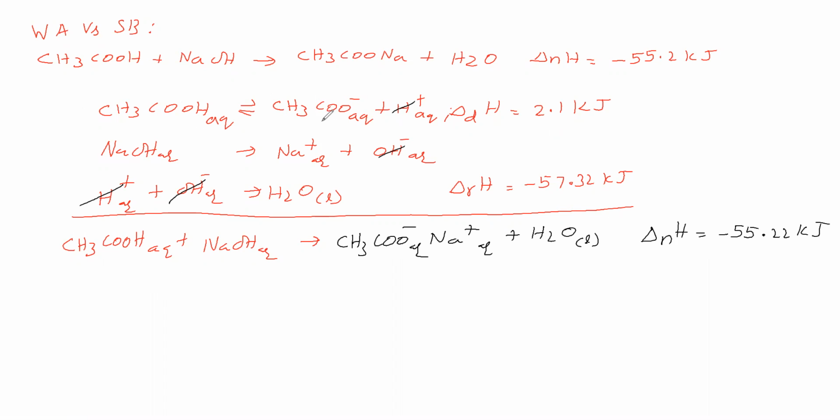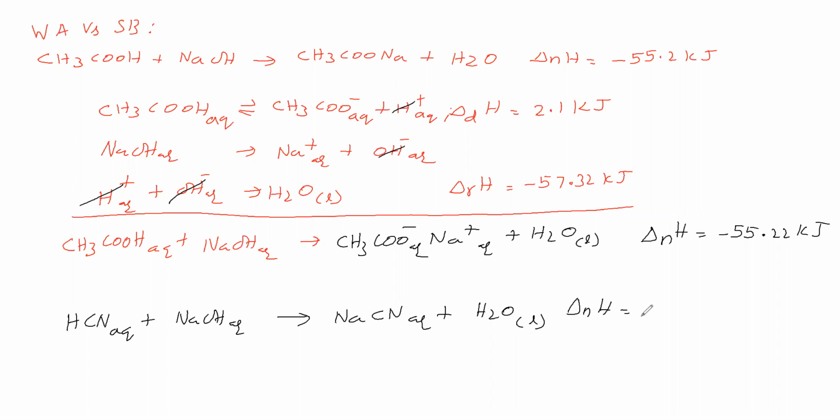Now, if we take a different weak acid, how will the enthalpy of neutralization be? That we'll see. Now we are taking some other weak acid, HCN, hydrogen cyanide. Hydrogen cyanide is a weak acid dissolved in water. Sodium hydroxide is dissolved in water. Both solutions are mixed with each other. Na plus and CN minus give the salt NaCN, sodium cyanide, and H plus and OH minus combine to give water. The enthalpy of neutralization is minus 12.13 kilojoule.